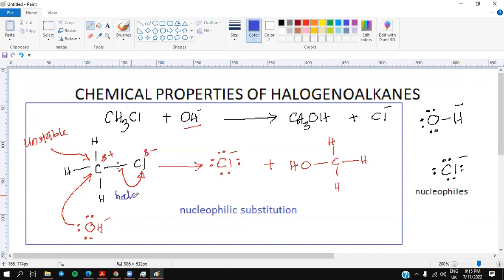I can call this a haloalkane, another name for halogenoalkane. And this is an alcohol. Halogenoalkane goes to an alcohol reacting with OH negative ions. And this is a nucleophilic substitution reaction.